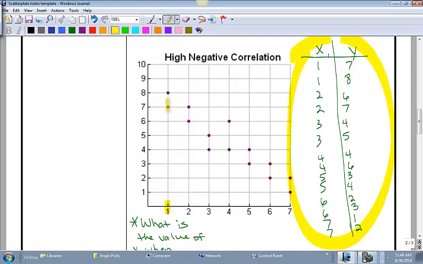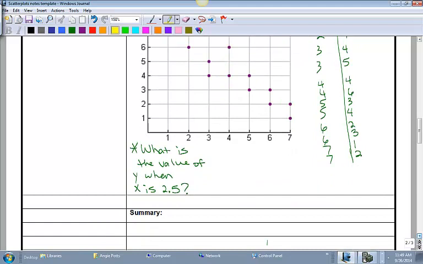Over 1, up 7, that's where I got the first point. Over 1, up 8, that's where I got the second point, and so on. So that's where all the information comes from. Pause me now and write all this stuff down. Then you could write down this question, which we will answer when you get to class. What is the value of y when x is 2.5?